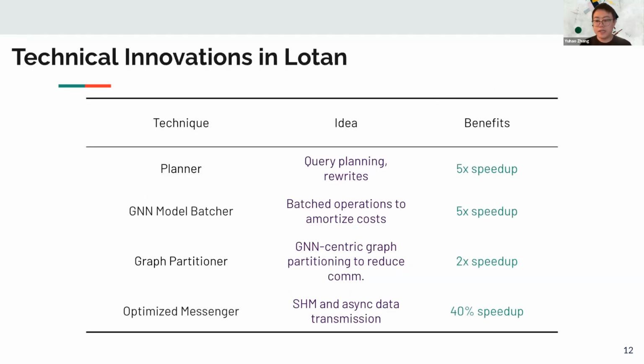And here is a list of the technical innovations we have in the paper. We have the query planner, the GNN model batcher, the GNN-centric graph partitioner, and many engineering efforts we put in the messenger. As you can see, each component contributes to substantial speed ups.